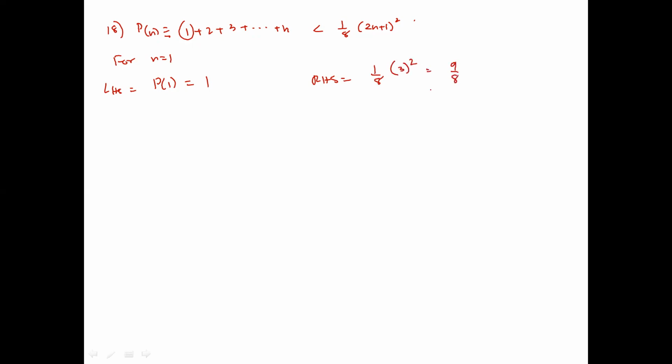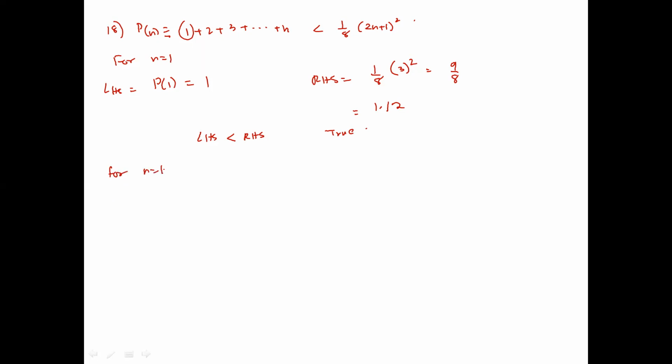That is, we are having 9 by 8. What is 9 by 8? 8 ones 8, 1 point, now you will have 0, again you will have 8 ones 8, 2. Something like 1.12. So you can see LHS is less than RHS, which is true.